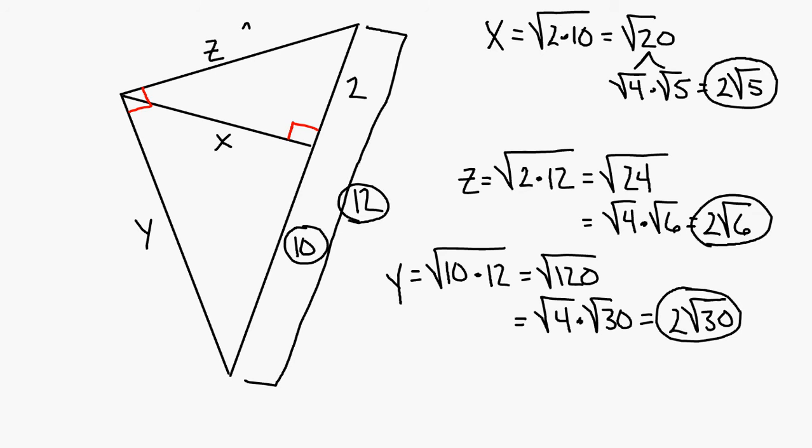A radical is in simplest form when it has no factors that are perfect squares. That means there are no perfect squares that will go into 30 evenly. Any questions?